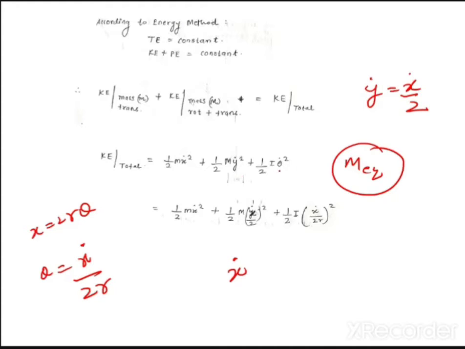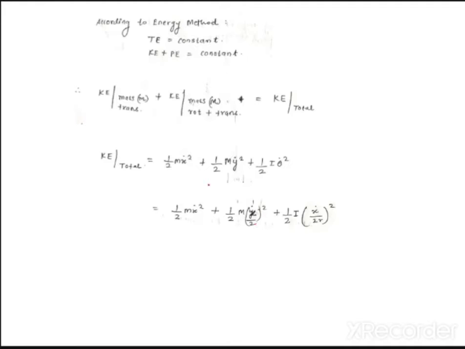So put theta is equal to x dot upon 2r. Means guys, what I have done to find m equivalent, I have to take only one parameter, x. If I had asked you to find I equivalent, what would you have done? You would have brought this x into theta, brought y into theta, and theta is as it is. Is it clear? It's everything one and the same.